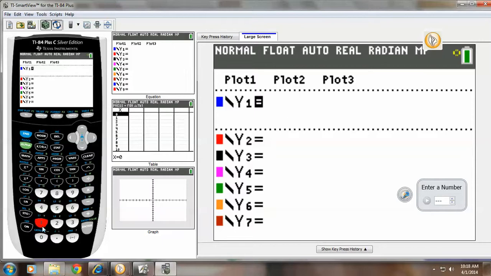plus 10x plus 24. And you want to put in the equal 0 part? No, because the equals is already in there for you. We don't need the equal 0. So where are we going to go to see the picture of our graph? Graph.